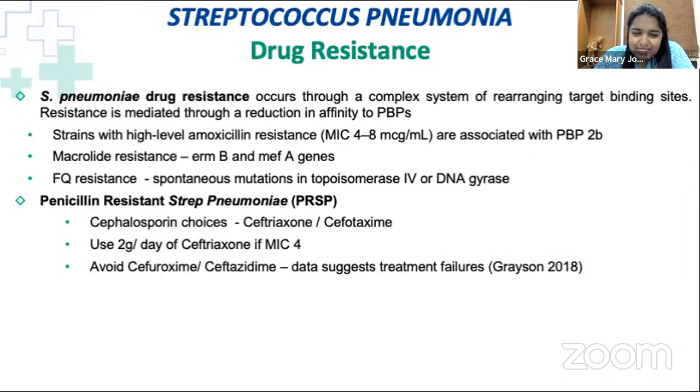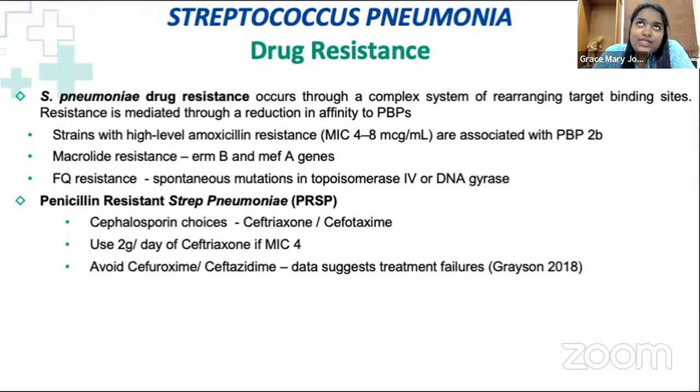Now, there are certain drugs you would like to avoid, which are cefuroxime and ceftazidime, because there are data that suggest that they cause treatment failure when you treat penicillin-resistant strep pneumoniae. Now, the ceftazidime is as per Grayson et al., which was published in 2018. Cefuroxime, there is a lot of literature that does indicate treatment failure.